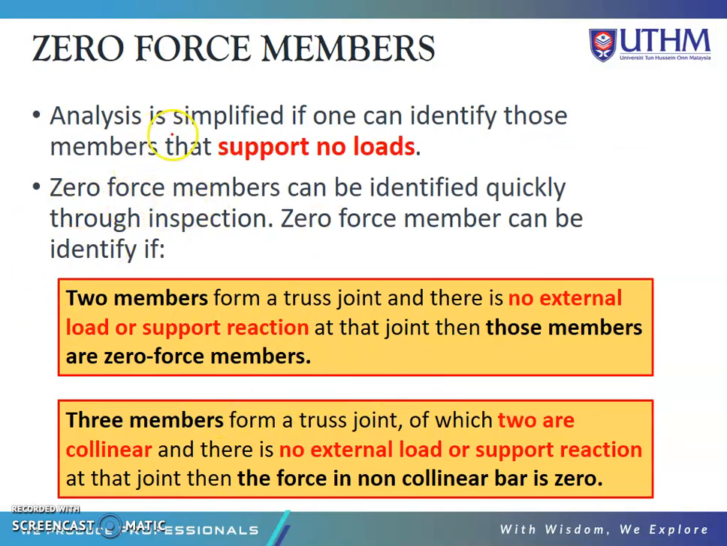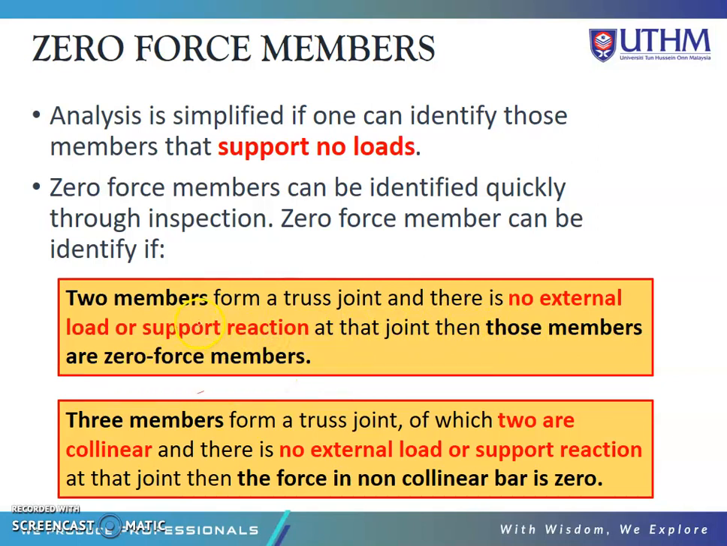How are we going to determine the zero force member? The analysis is simplified if one can identify those members that support no loads. Zero force members can be identified quickly through inspection. Macam mana nak buat inspection tu? Zero force members can be identified if you know these two points. The first one is if two members form a truss joint and there is no external load or support at that joint, then those members will become zero force members.